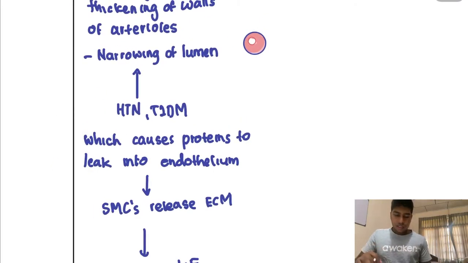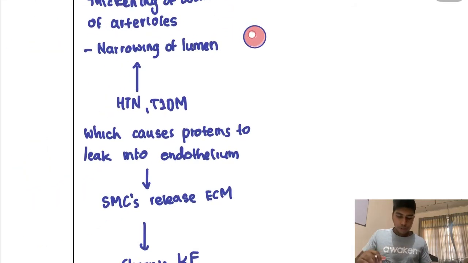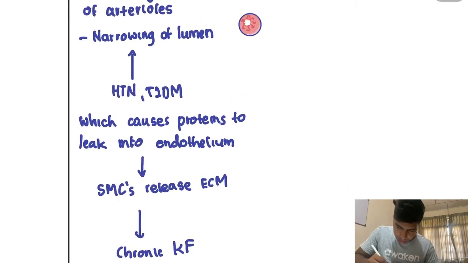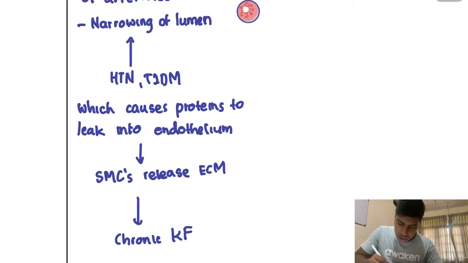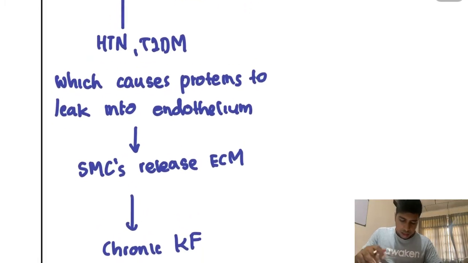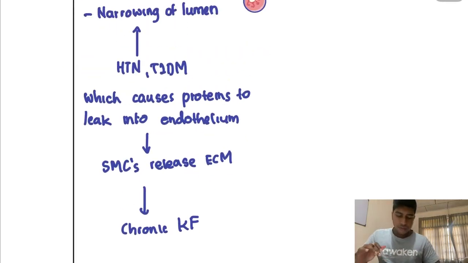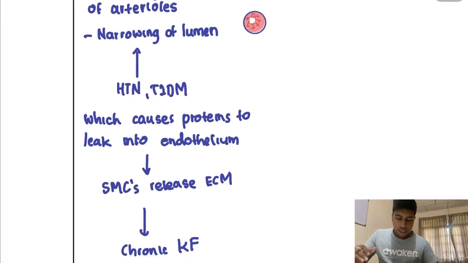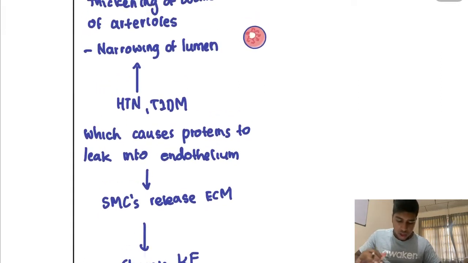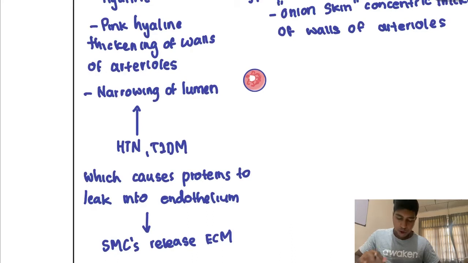What causes this? Hypertension and type 2 diabetes mellitus. The reason they say this happens is because proteins are going to leak into the endothelium. So the walls are going to narrow because proteins leaked into the endothelium cause smooth muscle cells to proliferate, to grow and release extracellular matrix, that is the fibers.